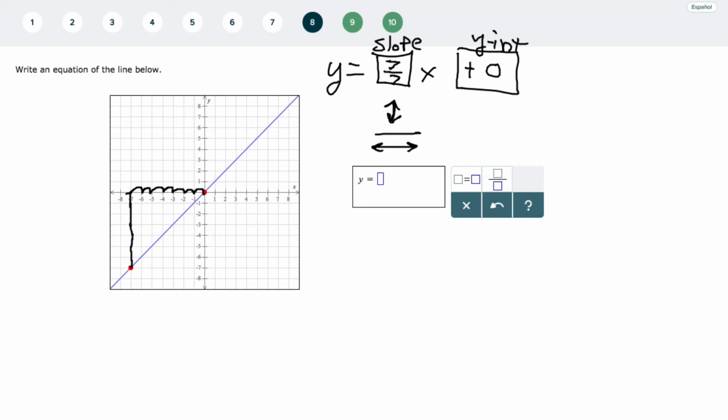But we don't need to put the 1. We just put x. Okay, we know we have 1x. And then plus 0. We don't need to put the plus 0. So if you want to put the 1x, you can. That's the correct answer right there. You don't need to put the 1, and you don't need to put the plus 0. But I think you'd get it correct if you did.